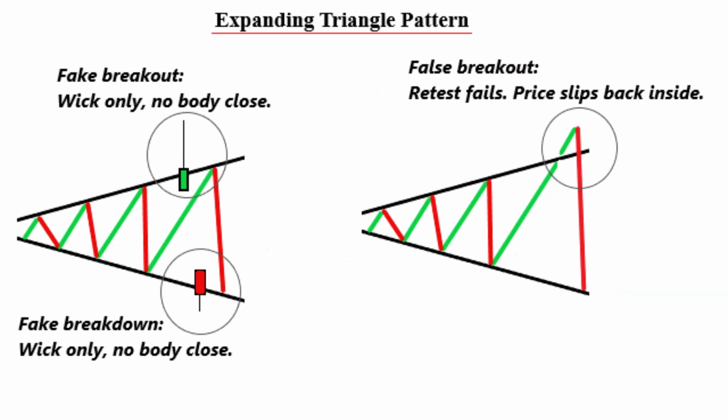Guys, one of the biggest mistakes in expanding triangle patterns is entering the trade the moment a breakout happens. Most of the time, these breakouts are false. Price moves outside the structure, then a few candles later, it comes right back inside. That move usually traps impatient traders. So how do we avoid this?